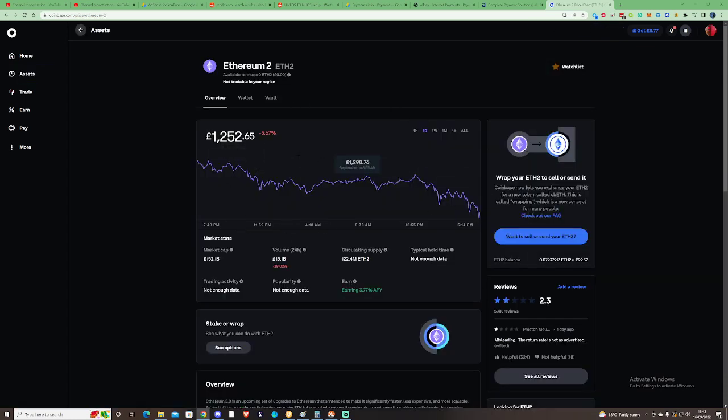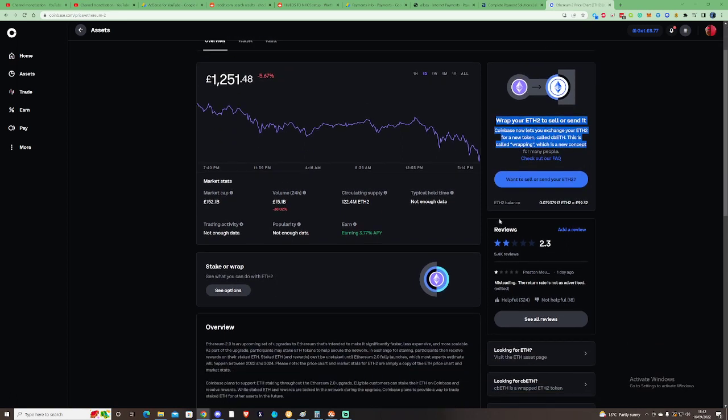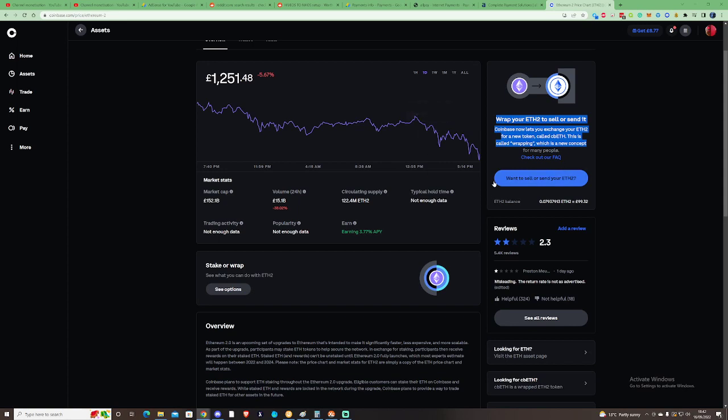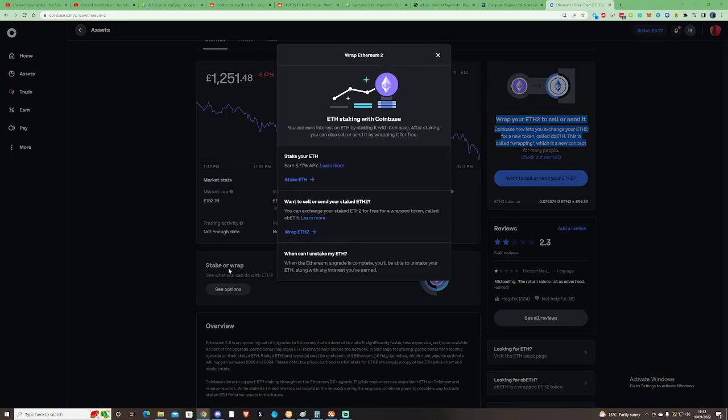So as you can see, you're greeted by the trading view, and then it says on the side, wrap your ETH2 to sell it or send it. Coinbase now lets you exchange ETH2 for a new token called ETH. This is called wrapping, which is a new concept for many people. So we're not going to be doing anything with that today. We're going to see the options for stake or wrap. If you choose to stake your ETH, you'll earn up to 3.77% APY at the current moment.